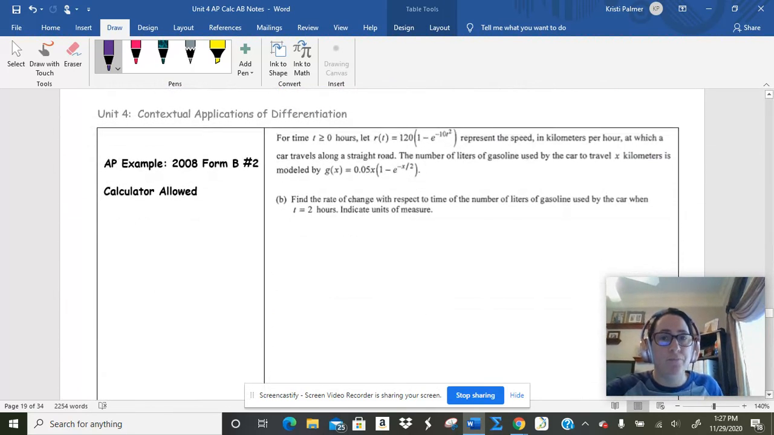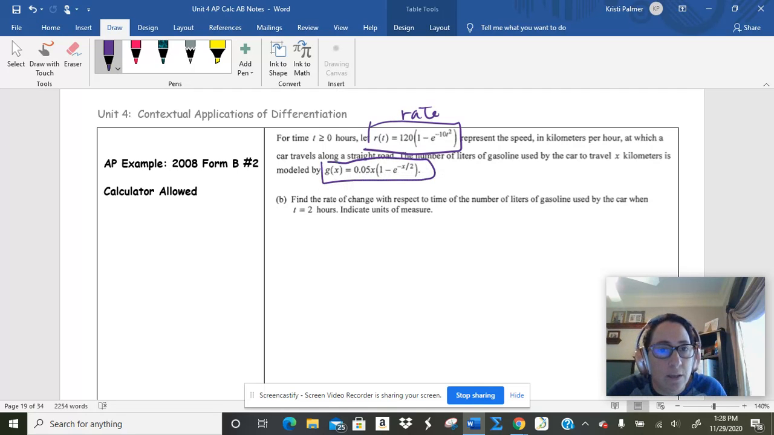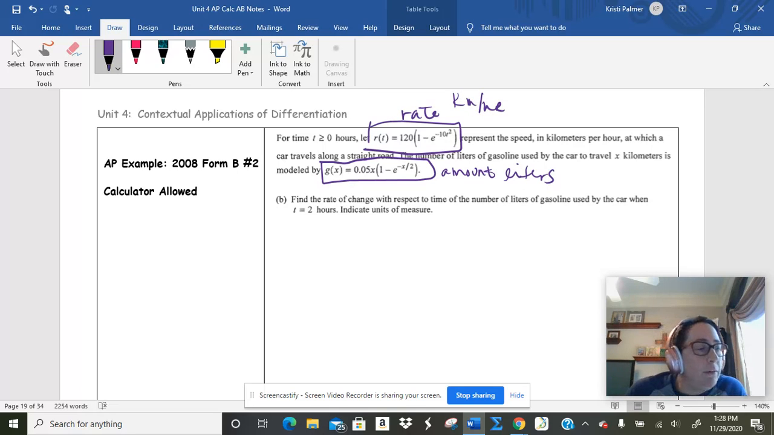Two more questions. Okay, calculator allowed, here's an AP question. So this is the speed, so that's a rate, at which the car travels along a straight road, and the number of liters of gasoline used by the car is this. So this is an amount. This would be the amount of liters, and this is a rate of kilometers per hour, just so we see that. Okay, part B.